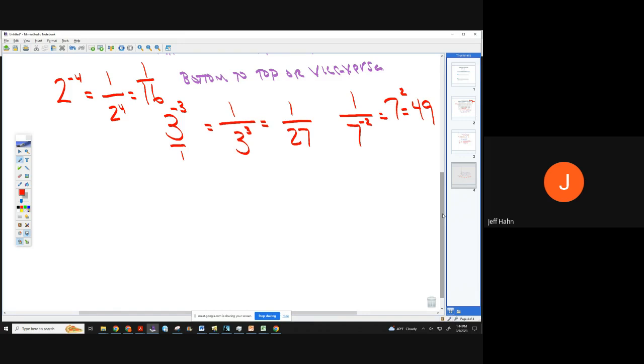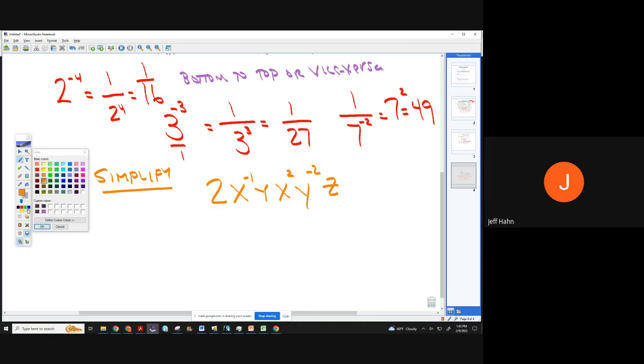So write down this example. If the problem tells you to simplify, which just means make it easier to understand, and I give you 2x to the negative 1 power, y, x squared, y to the negative 2 power, z. Now you look at that and you go, wow, that is all sorts of gobbledygook.